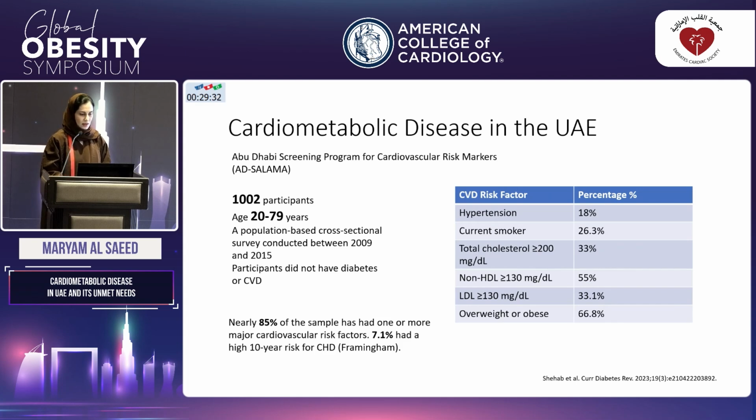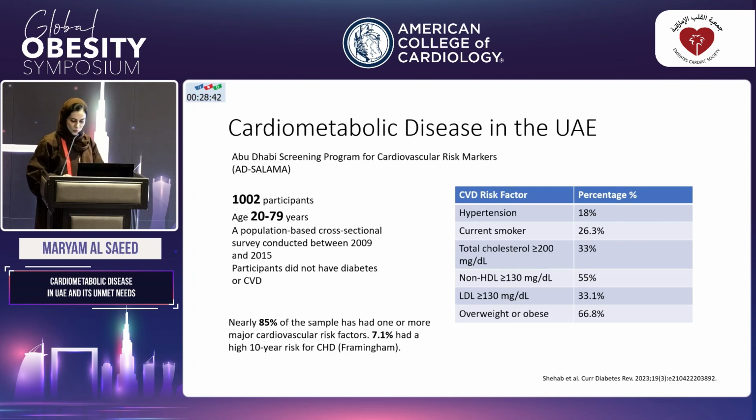Another study, which is a little bit older, was done between 2009 and 2015 in Abu Dhabi, so the AD Salama study, Abu Dhabi screening program for cardiovascular risk markers. So they looked at 1,000 participants, again, a cross-sectional survey. They had young individuals as well as older, between ages 20 and 79 years. And these participants did not have a confirmed diagnosis of any ischemic heart disease, cardiovascular disease, or diabetes at baseline. So they just wanted to check for their cardiometabolic risk factors. And nearly 85% of the sample had at least one or more cardiovascular risk factors.